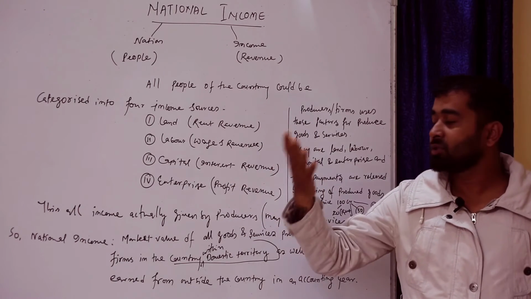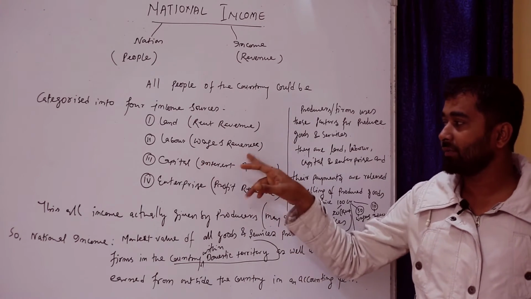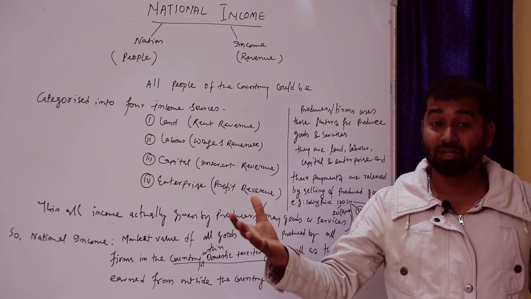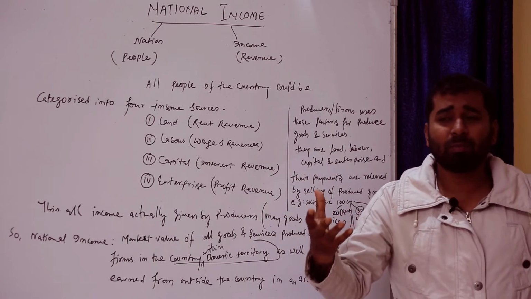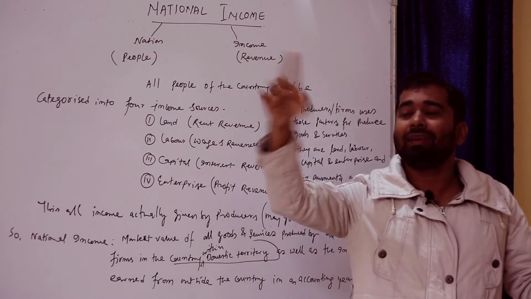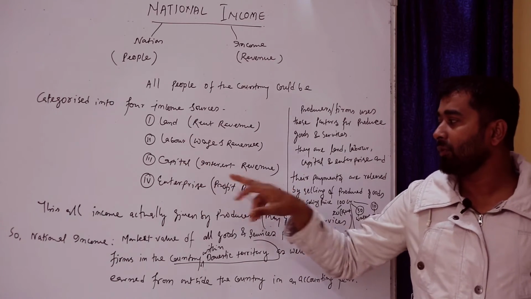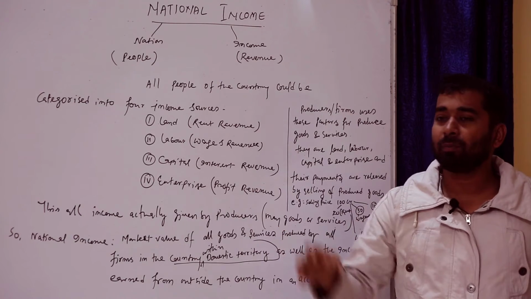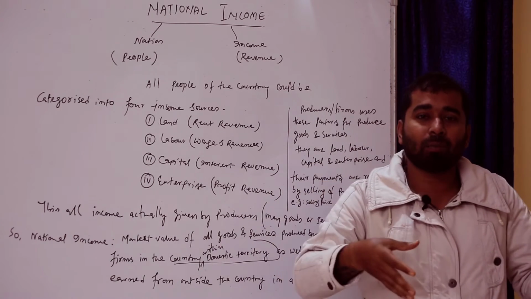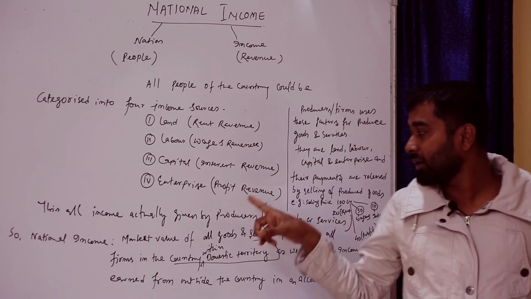Labor: some of the people do day-to-day work, and that is wages revenue. Capital: some of the people have lots of money, they purchase shares of companies, or they have given it to somebody to work with and they are paid interest. So that is capital in the form of interest revenue. And enterprise: the people who started their own enterprise or entrepreneurship and earn profit.